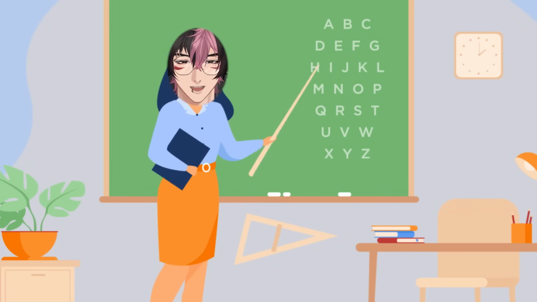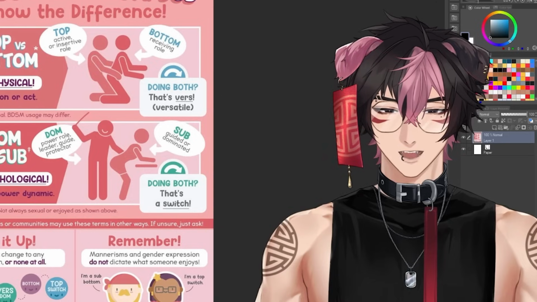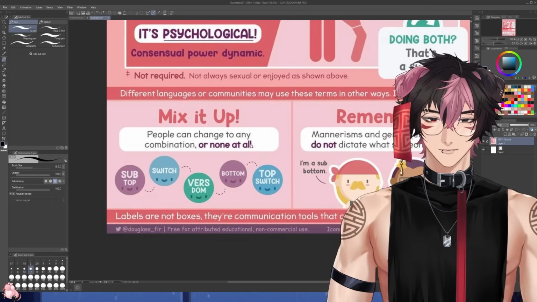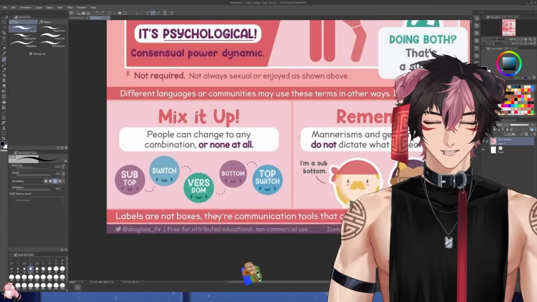Sorry, educational. And over here it says mix it up. This is the topic we're talking about. People can change to any combination or none at all.